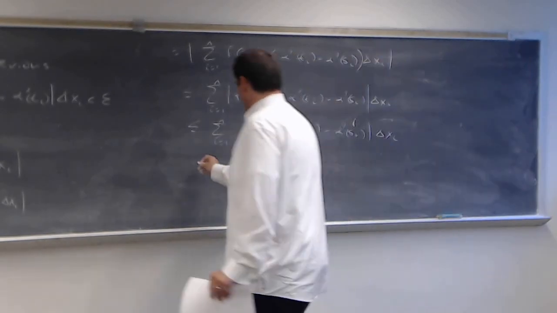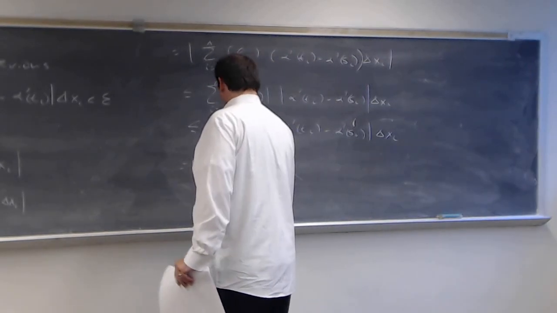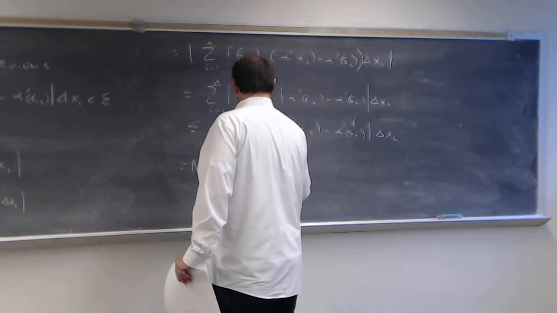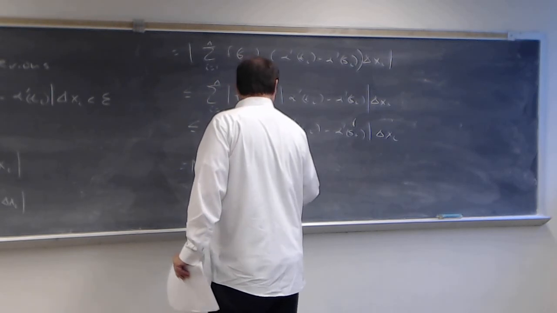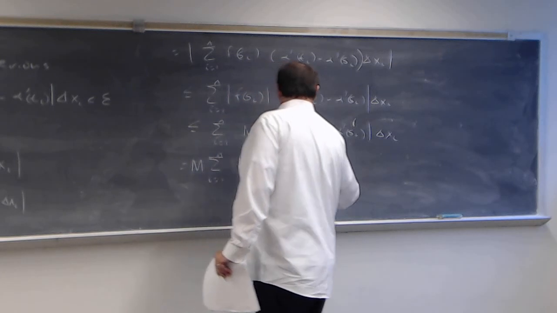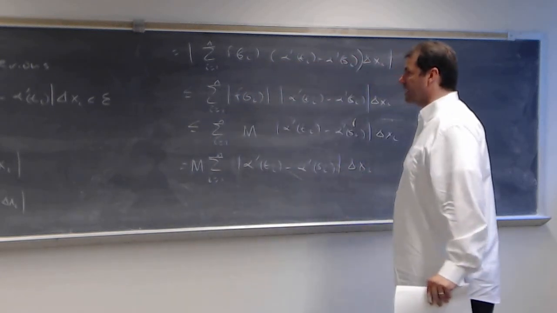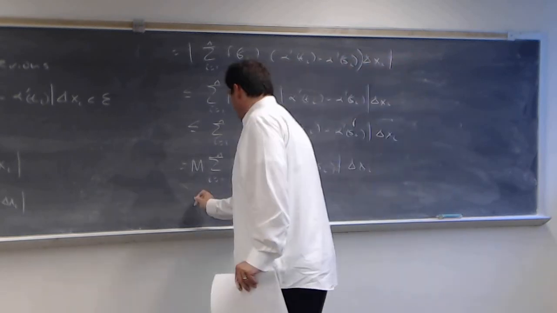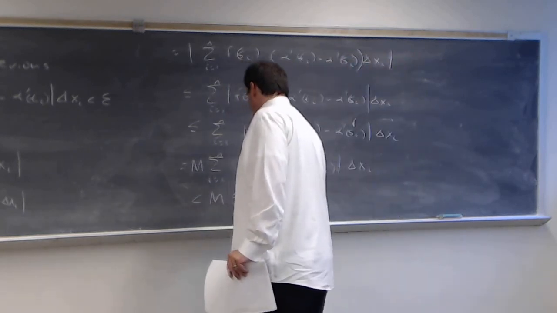Now when we pull out the m outside of the sum, I get this sum of the alpha primes of t sub i's minus the alpha primes of s sub i's times the delta x sub i's. But this we had being less than epsilon, so this is going to be less than m times epsilon.